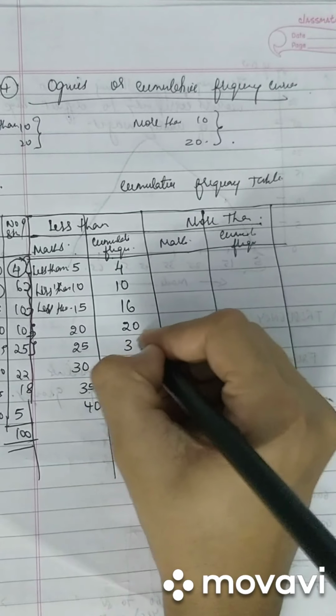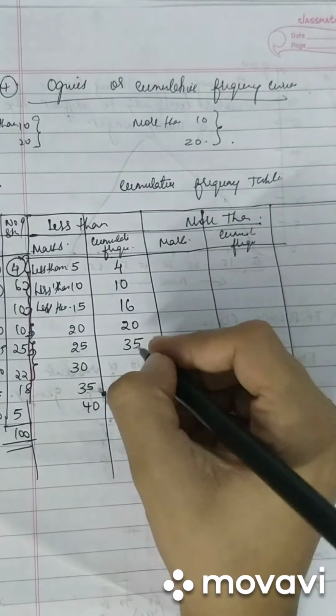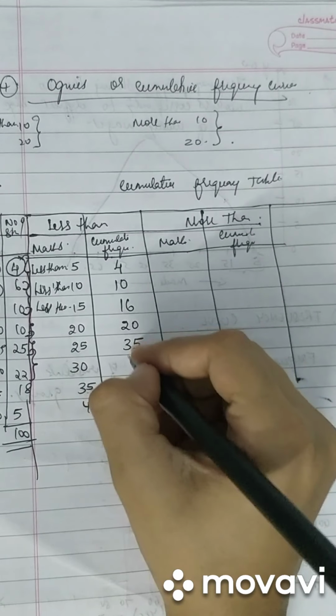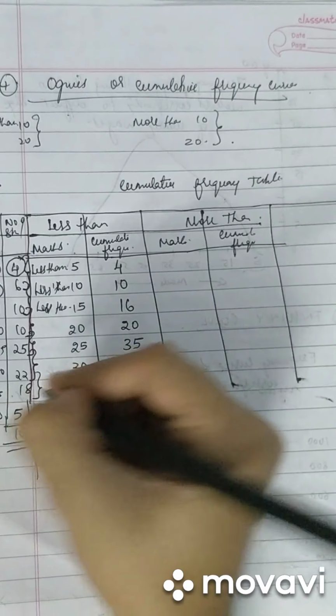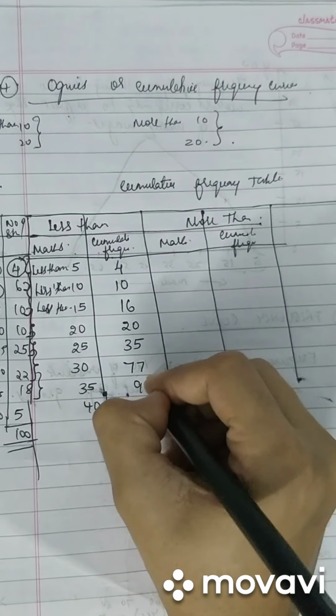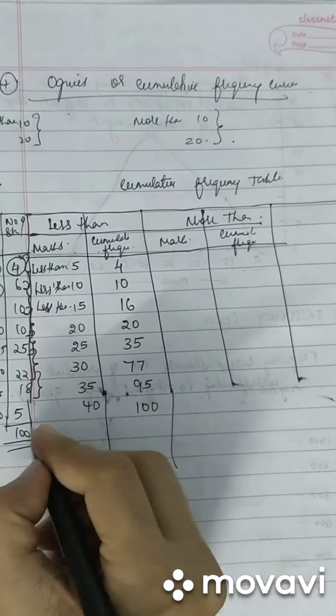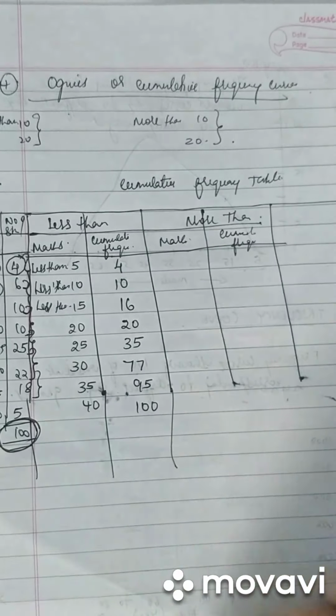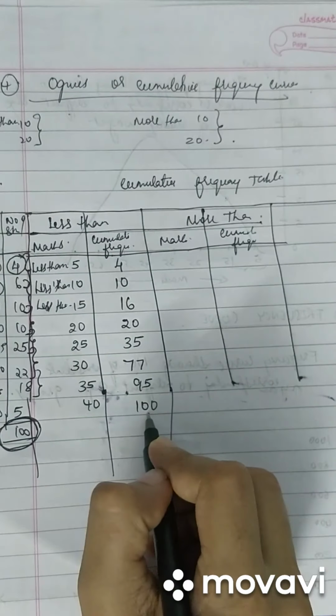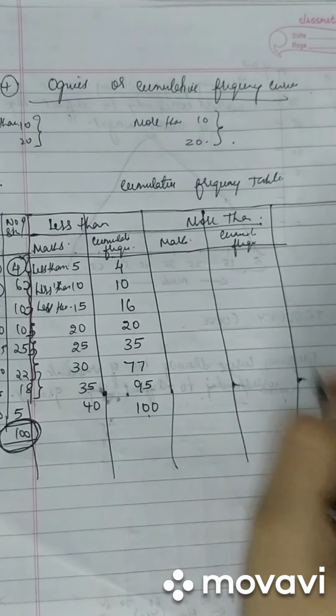10 plus 25, 35. 25 plus 22, 77. 22 plus 18, 95. And the last one should be whatever is equal to the total of frequencies. So we got 100. Clear?